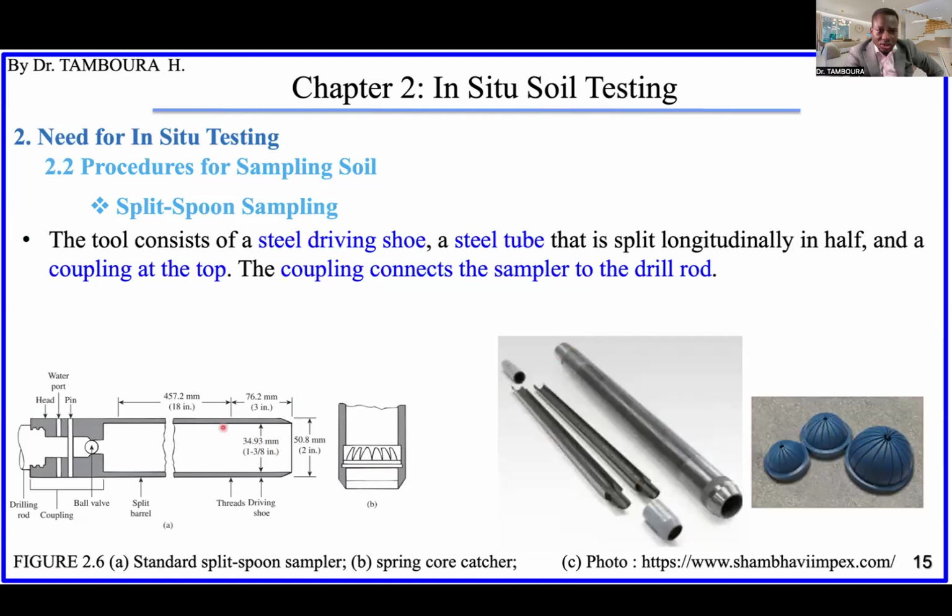We are going to see how it works, but first, what can we say about this sampler? This is the steel driving shoe. It is just this steel tube, as you can see. And we can split it longitudinally in half. Can you see? We can open it in this way. And we have a coupling at the top. This coupling is this part. This part helps us connect this tube, this sampler, to the drill rod, so that we can perform the test.